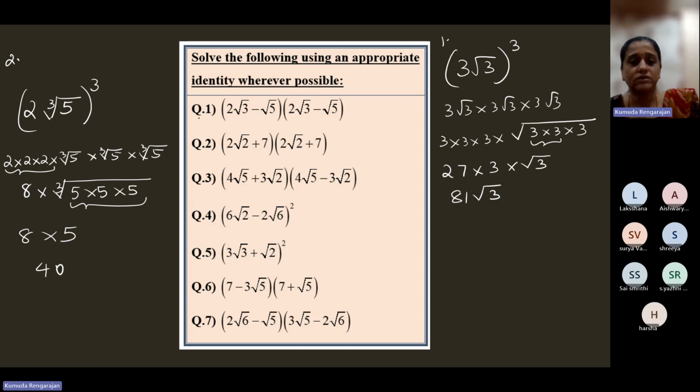So for the second one, we did the first one. Second one, you need to use the identity a plus b the whole square, because this is like a plus b into a plus b. So a plus b the whole square is a squared plus 2ab plus b squared. For the third one, a plus b into a minus b is a squared minus b squared.